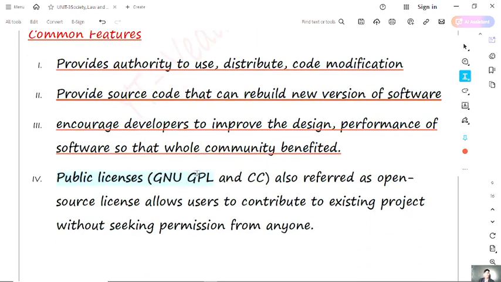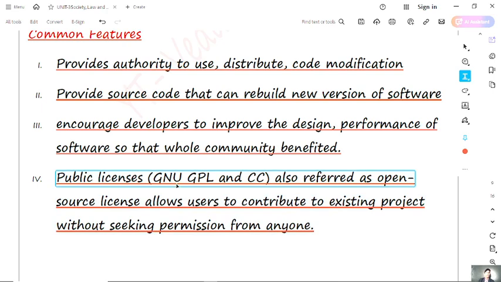Next is public licensing, GNU GPL and CC. These also refer to open source licensing, which allows users to create and contribute to existing products without seeking permission from anyone. See, GPL is for global purpose, meaning across the countries of the world, and CC is used for the country. These are licenses for a country, and GPL is for global level.